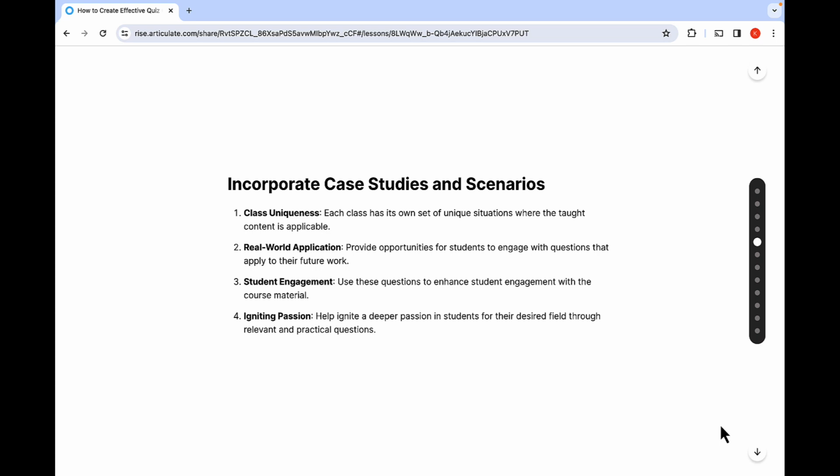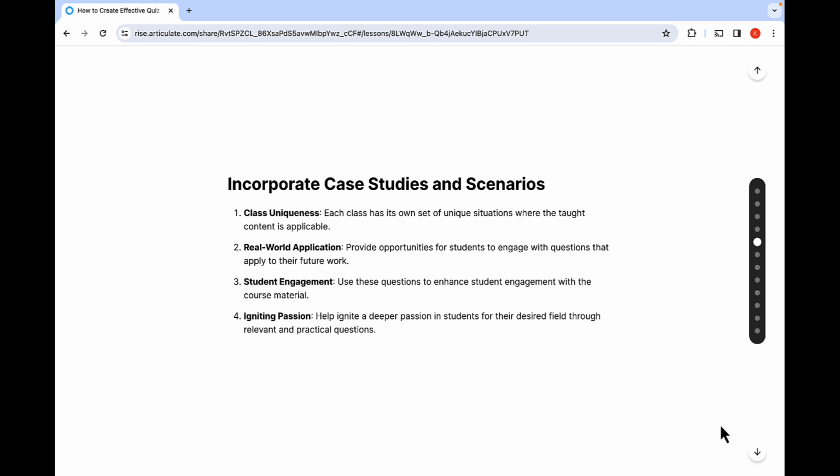Incorporating case studies and scenarios is another way to create effective quiz questions. Case studies and scenarios are powerful tools for bringing real-world relevance into the classroom. By presenting students with practical situations or problems, educators can encourage them to apply theoretical concepts to concrete examples. This not only enhances understanding, but also fosters critical thinking and problem-solving skills.